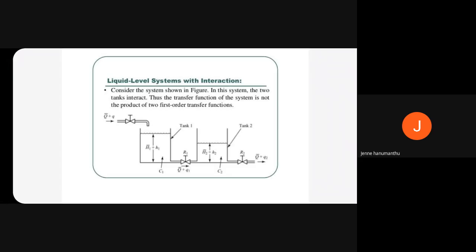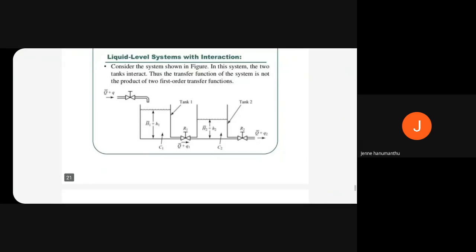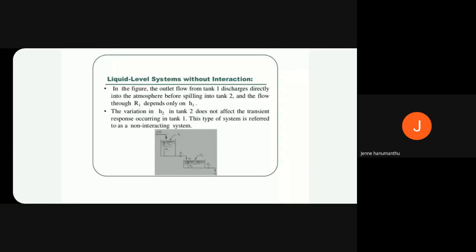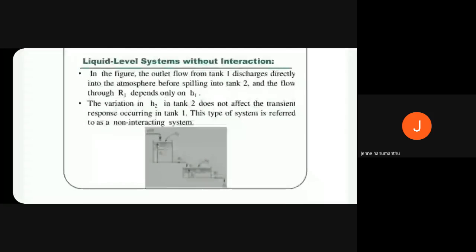Next, the non-interaction system. Go to the next slide. Liquid level system without interaction. Look, tank 1 is on the upper side and tank 2 on the lower side. The situation arises like this. This is called a non-interaction system.